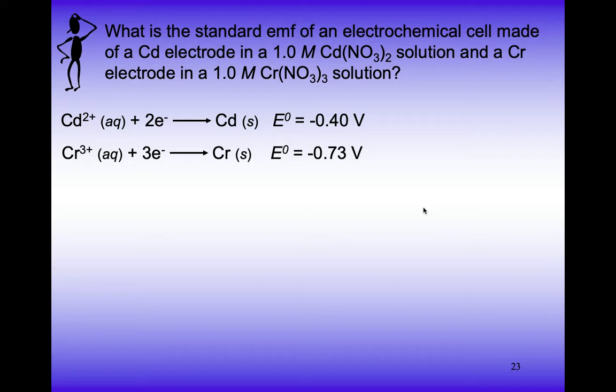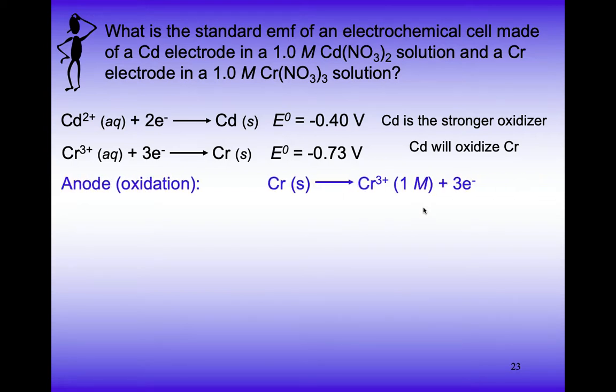Whichever one has a greater standard cell potential, in this case more positive or the higher standard cell potential, will remain the reduction, and the one that has the lesser reduction potential will change into the oxidation. So in this case, the chromium, because it has a less potential to be reduced, will be our oxidation, and we will flip that half, the chromium half, and we'll keep the cadmium half as is. Okay, so here's just another way to look at that. Cadmium is the stronger oxidizer, so cadmium will oxidize the chromium.